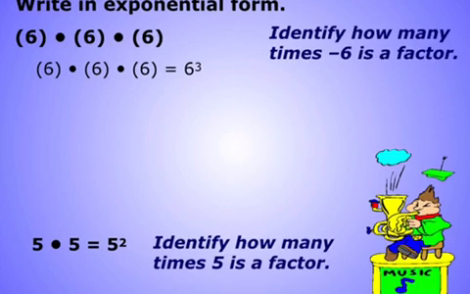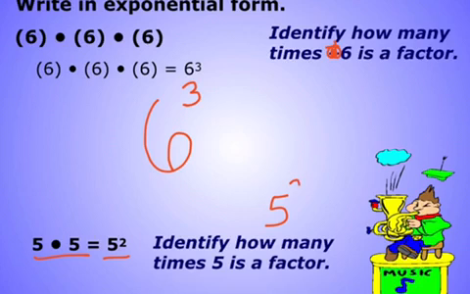If we write the following in exponential form, we're actually just using positives. So we have 6 times 6 times 6. That's 3 sixes. 6 is used as a factor 3 times. So 6 is the base, 3 is the exponent. In this bottom problem, we have 5 times 5. That is 5 squared, because 5 is used as a factor 2 times. 5 is the base, 2 is the exponent.